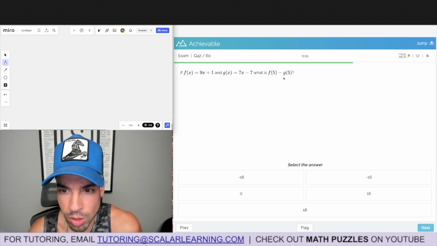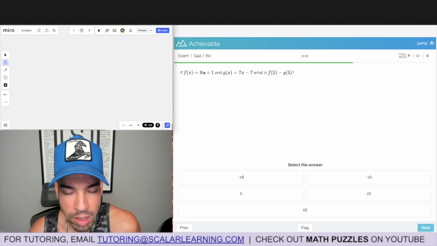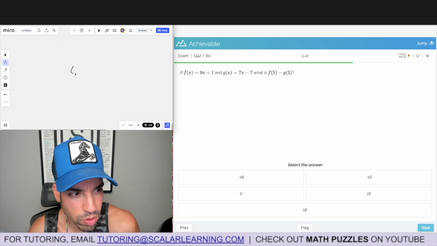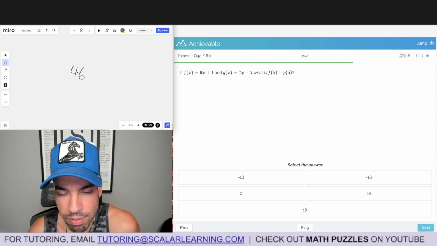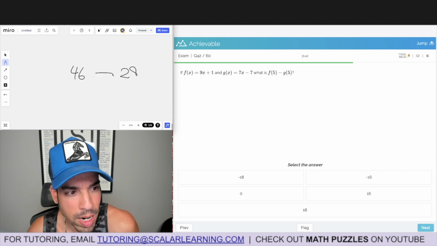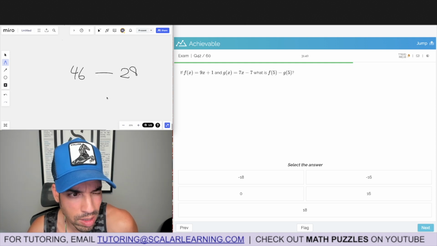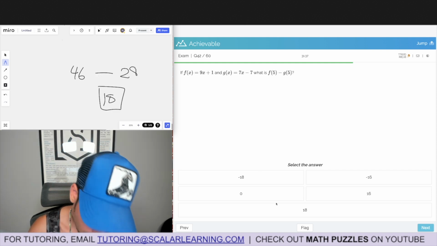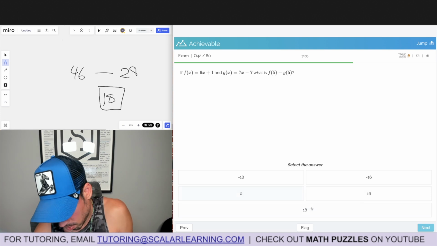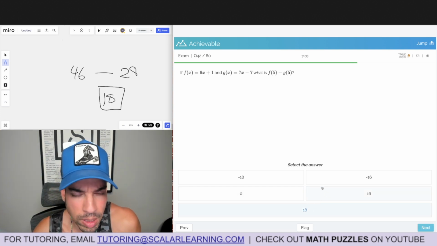So we've got f of x, g of x. What is f of 5 minus g of 5? So function notation. For f of 5, plug in 5 for x. 9 times 5 is 45 plus 1 is 46. For g of 5, plug in 5 for x. 35 minus 7 is 28. And we're subtracting the 2. 46 minus 28 is, what is that, 18, right? So 18, oh yeah, 18 is the winner. Make sure I didn't make a mistake.